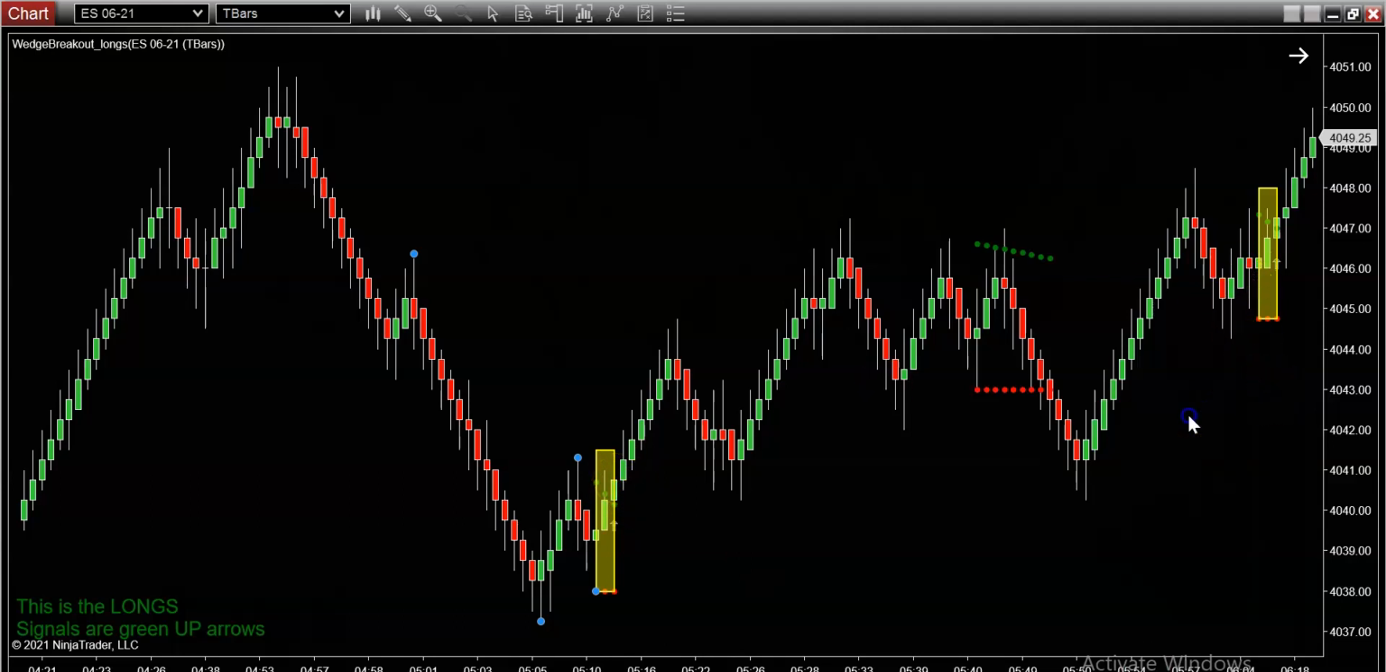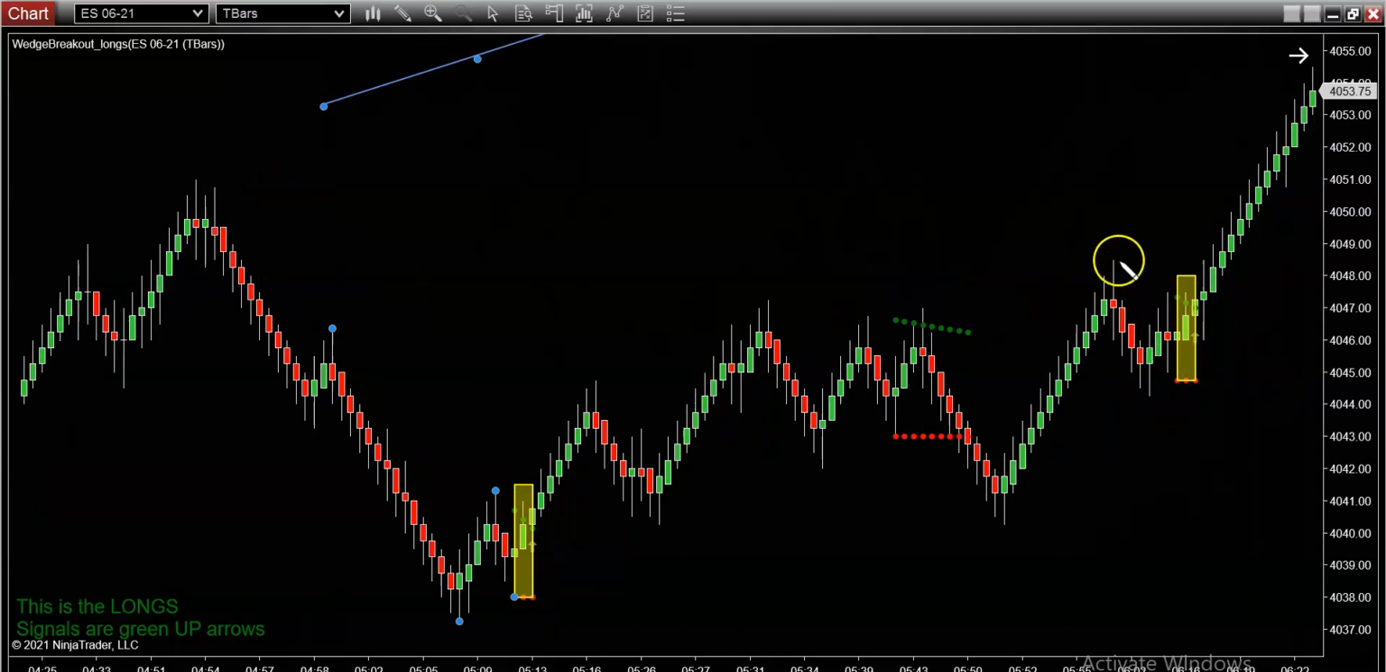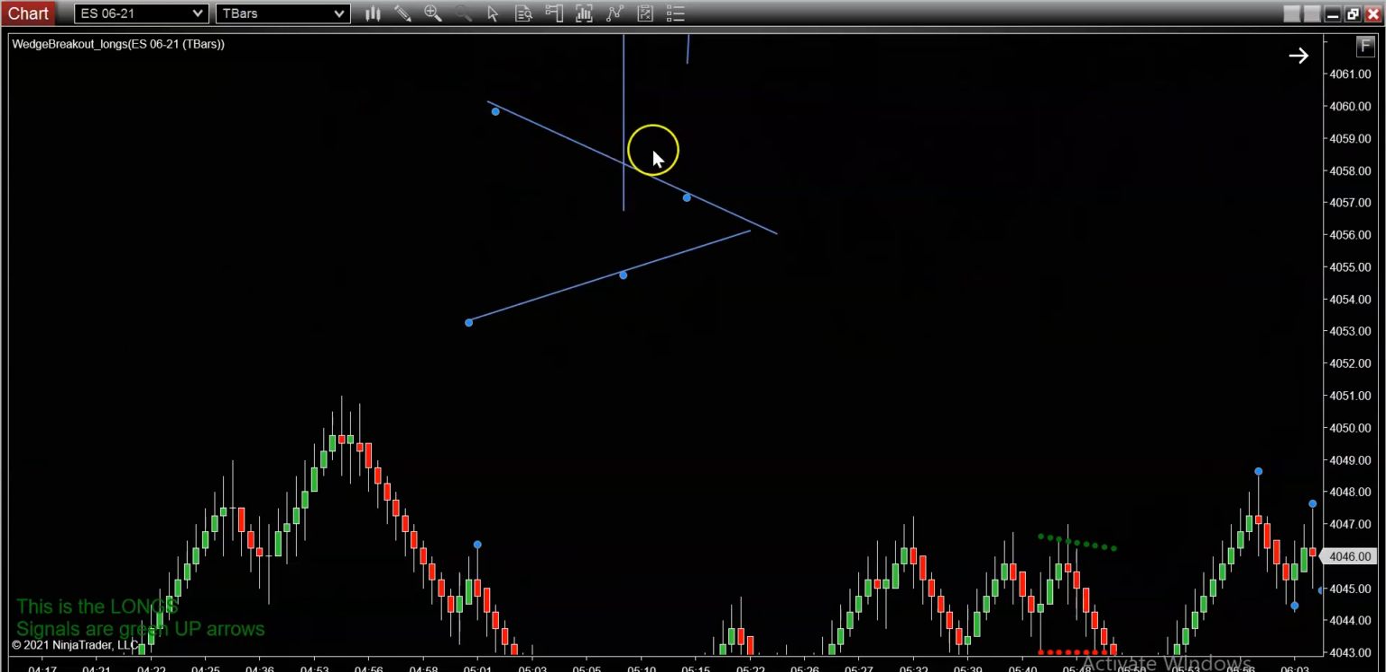Same thing over here. Look at this one. Same thing. 1, 2, 3, 4. Here you go. That's your wedge. And again, I don't really want to show the top part and the bottom part of the wedge. It's not really relevant. I just want to show you the area where the price breaks out of the top of the wedge. Just like this, just like this example here.